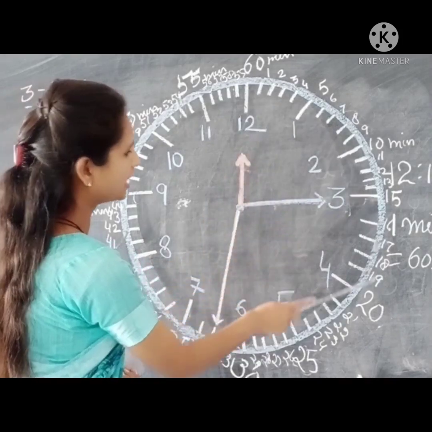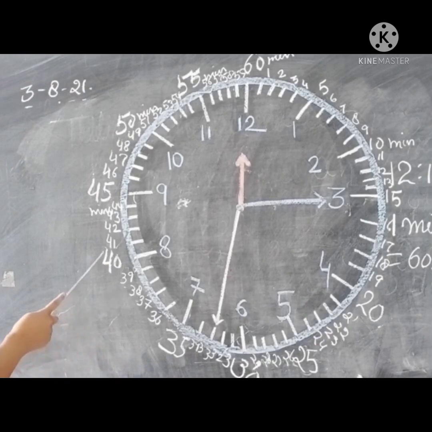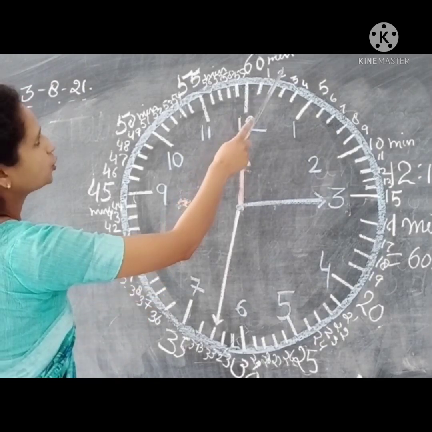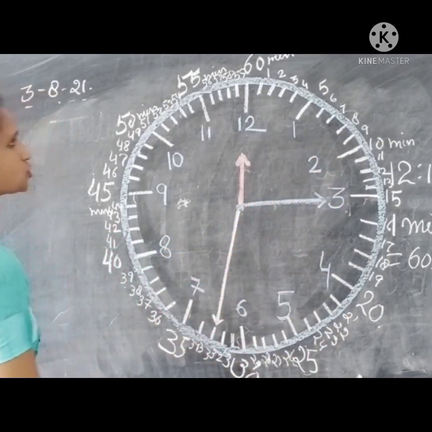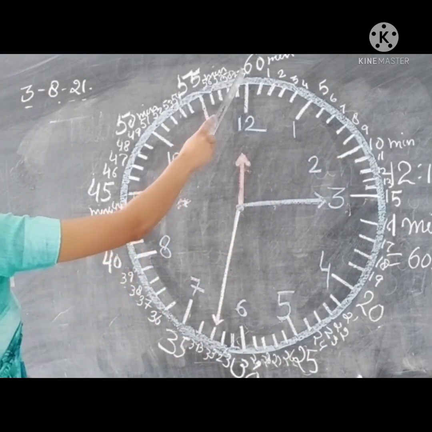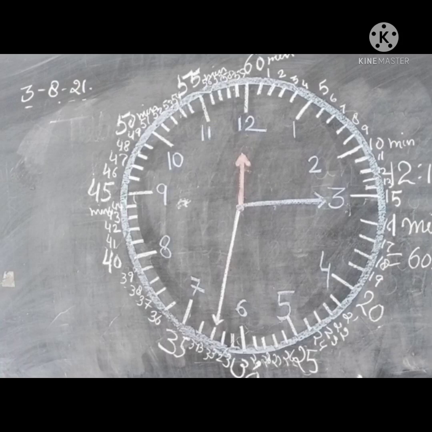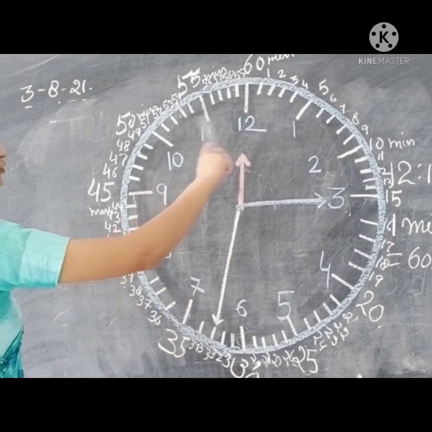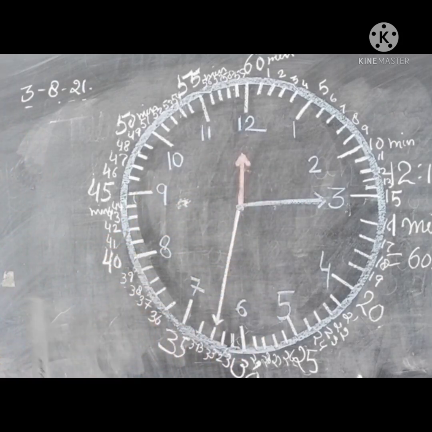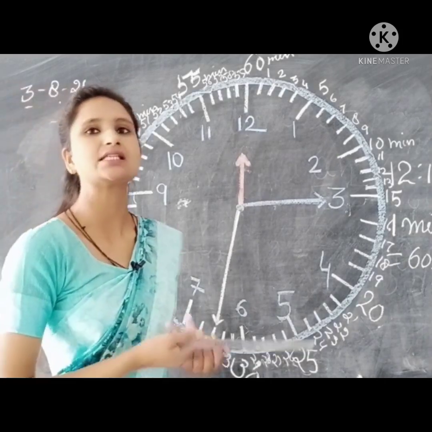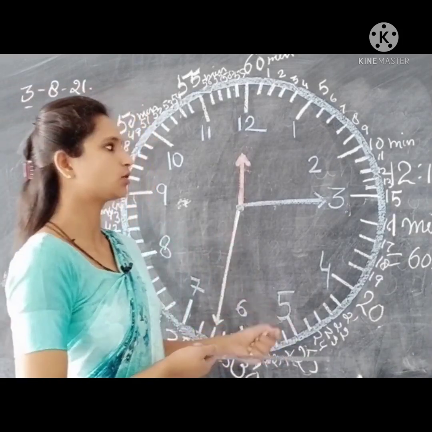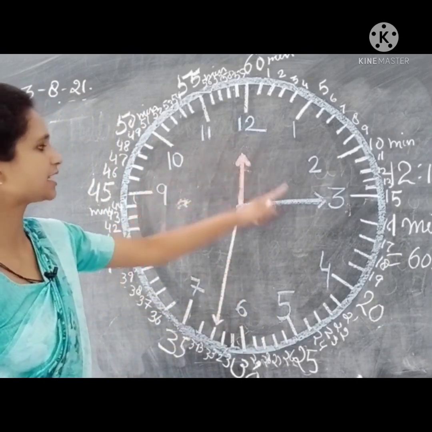As you can see, I have put marks on these subdivisions like 1, 2, 3, 4, 5, 6, 7, 8, 9, 10 and so on, up to 59 and 60. So when this seconds hand moves round the clock once, it makes 1 minute, which is equal to 60 seconds. Okay, 1 minute is of 60 seconds.